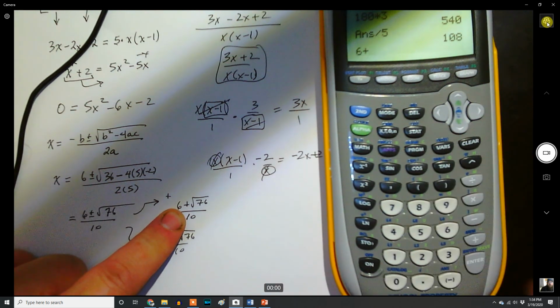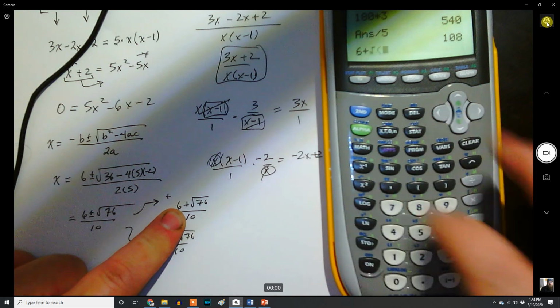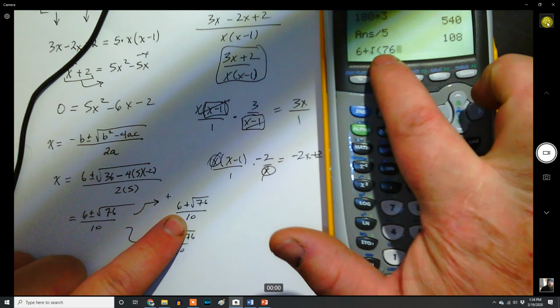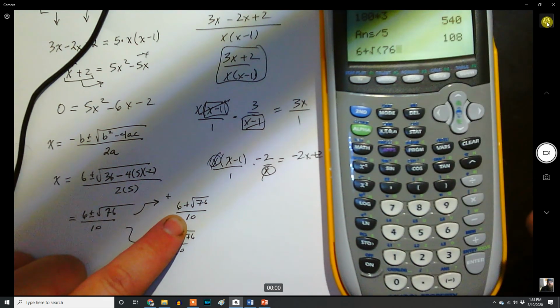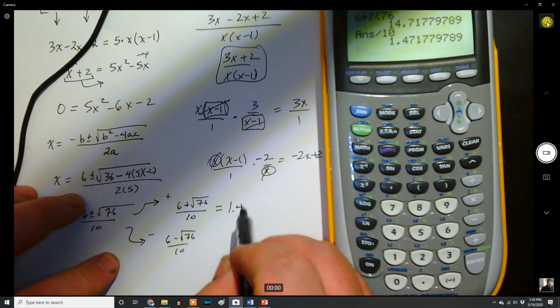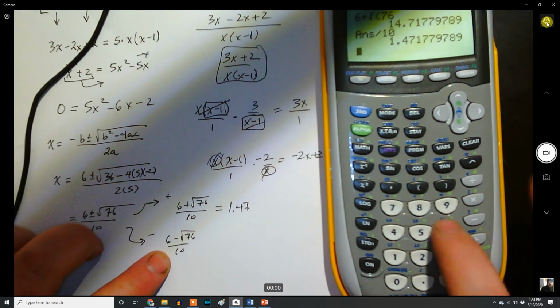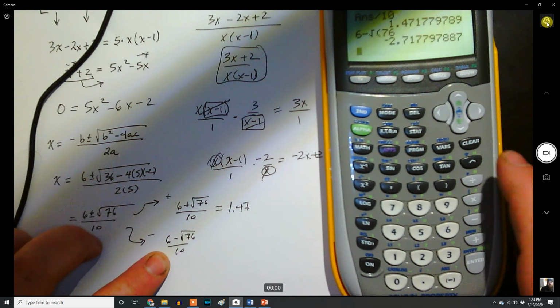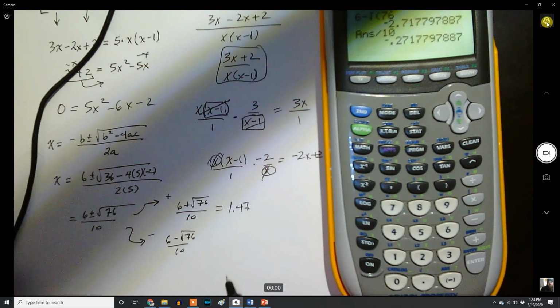6 plus the square root of 76. Now, if you hit divided by 10, all you're doing is dividing just the 76 by 10, so I'm going to hit equals. It gives me that number, and I'm going to divide that by 10. So I got 1.47. And then the next one, 6 minus the square root of 76, divide that by 10, and you get the second answer, rounded to 2 decimal places. All right, so those would be your 2 answers.